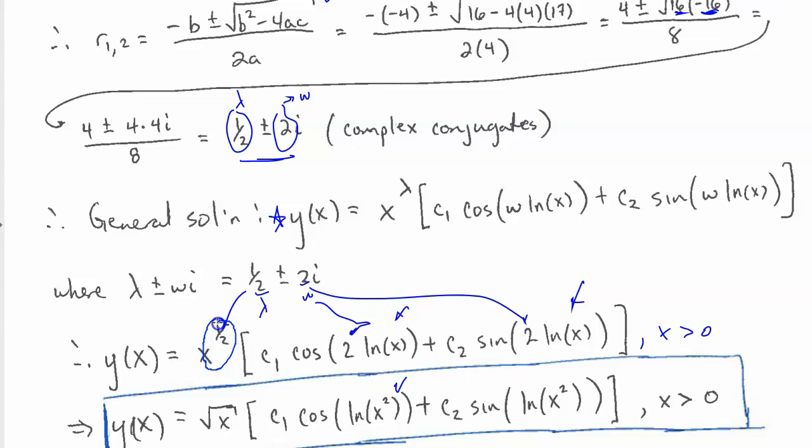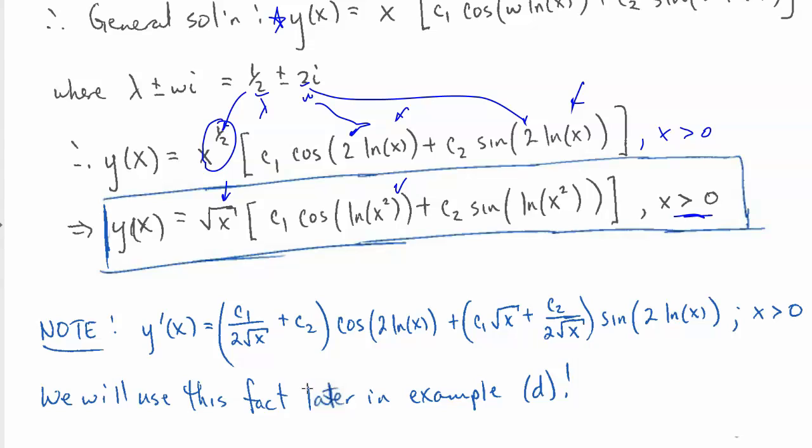So what we see here is that we have x raised to the 1/2, which is the same as square root of x. And so having square root of x here forces you to have x values to be greater than 0 if you're going to produce real numbers for your result whenever you plug in values of x. So that's another reason why x would have to be greater than 0 for this particular ODE.